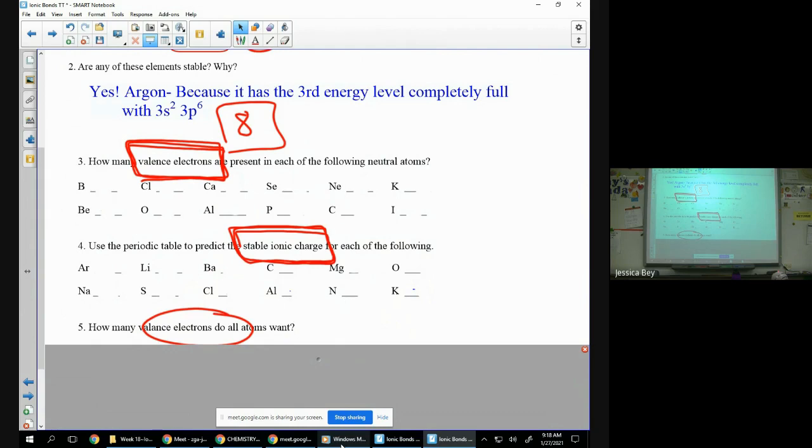Okay? Perfect. So number 3 says valence electrons, so you're looking at your right. This one says stable ionic charge. So that's going to be perfect. Talk to me. Six. Yeah, all the way through.